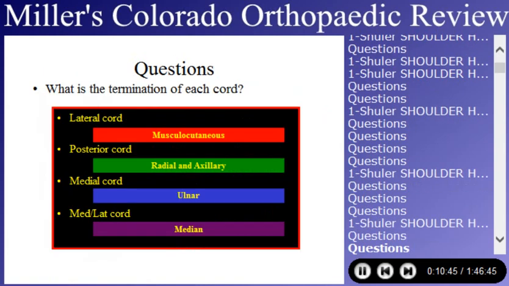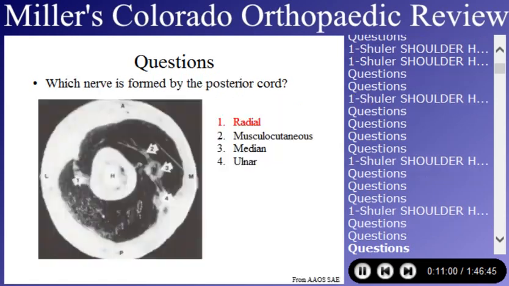Termination of each cord, key testable material. Lateral cord is musculocutaneous nerve, which then terminates as the lateral antebrachial cutaneous nerve. Posterior cord is radial and axillary. Medial cord is ulnar. Medial and lateral cord form the median nerve. Which nerve is formed by the posterior cord? Well, the posterior cord goes down the radial and axillary. If you know the radial nerve crosses from lateral to medial, you've got it on the diagram. The spiral groove is approximately 13 centimeters up from the elbow joint, and the nerve pierces the lateral intermuscular septum about 7.5 centimeters up from the lateral epicondyle.